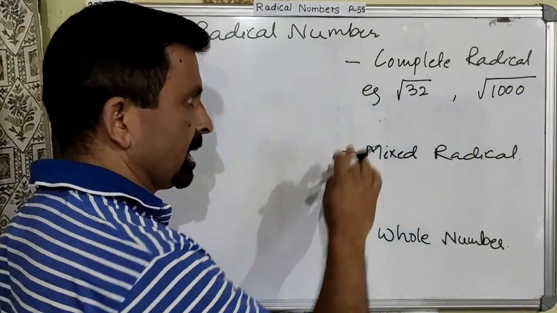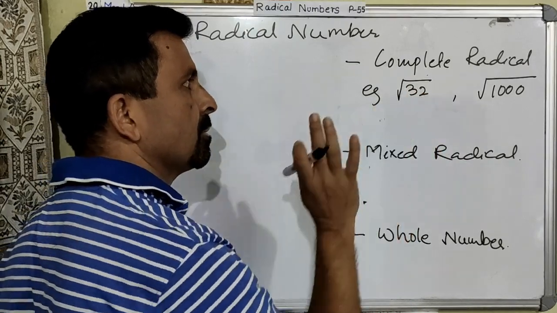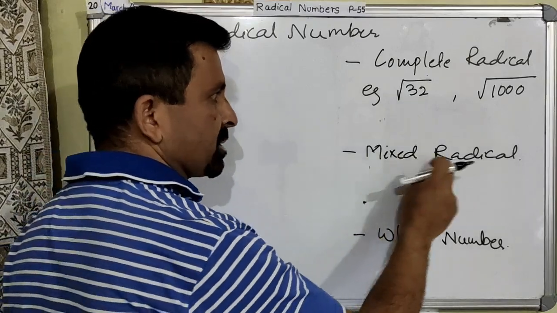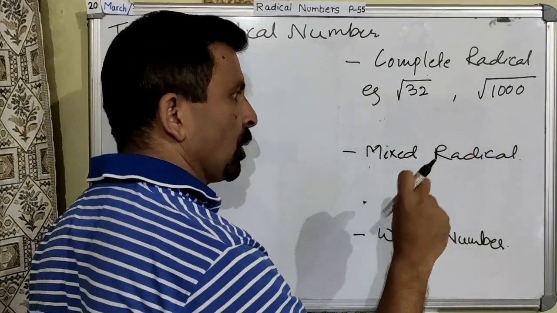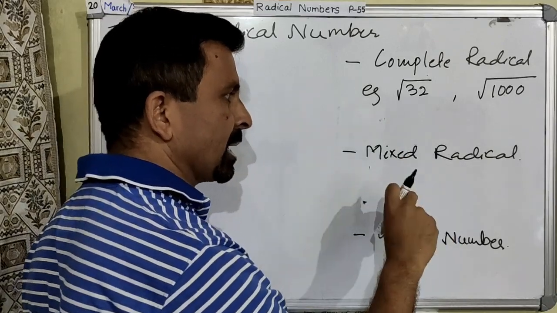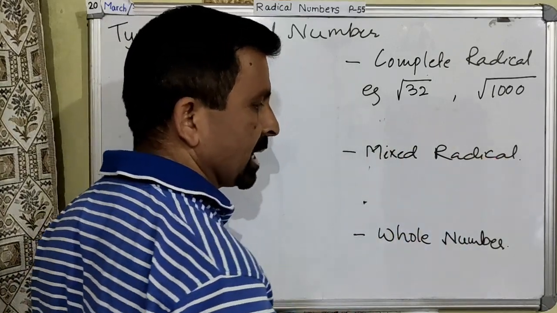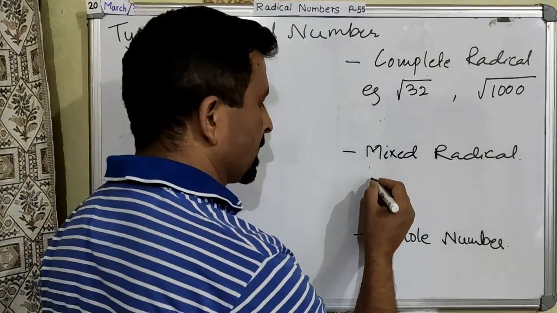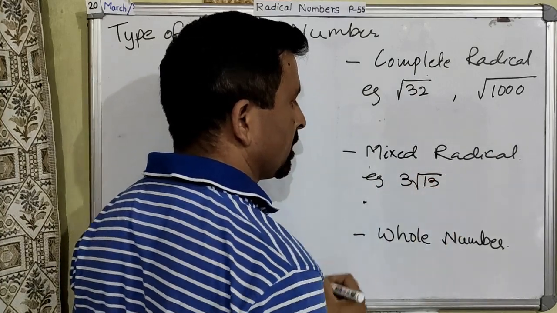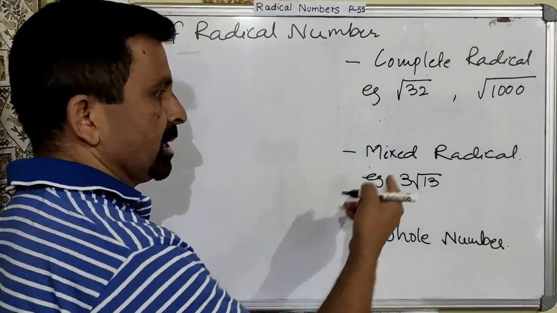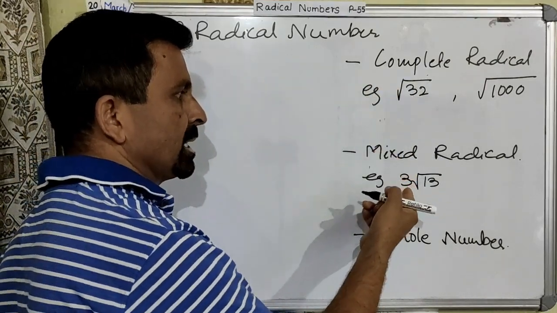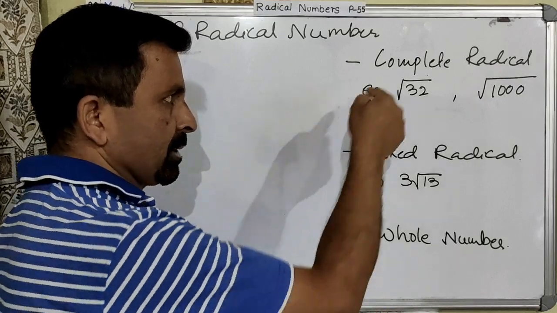Very easy to understand. There is nothing else with this. So it is called a complete radical sign. Now, the mixed radical. Here we will have the mixture of the whole number and the radical number. So a mixture of whole number and radical number, we call a mixed radical. Is it okay? So one example is 3 root 13. Now in this case, you can see the difference between these two. Why this is called a complete radical and why we call this a mixed radical. This will make you more clear after these two examples.